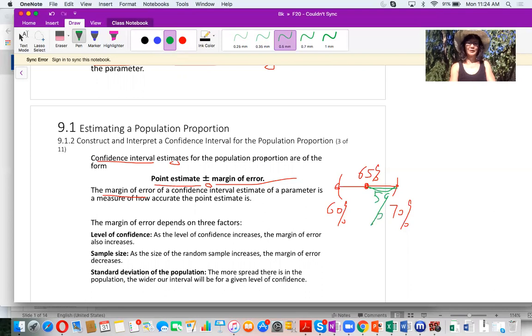So when you use the point estimate, 65%, plus the margin of error 5%, you get 70%.